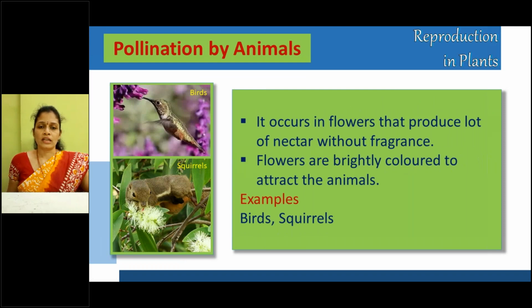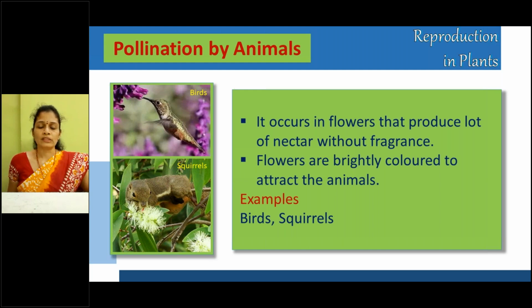Now the next pollinating agent, pollination by animals. It occurs in flowers that produce a lot of nectar without fragrance. Flowers are brightly colored to attract animals, such as birds and squirrels. See, children, here the hummingbird and squirrel both are pollinating agents, and this hummingbird is attracted to colorful petals like red and orange. And these flowers produce a lot of nectar, but they don't have any smell.